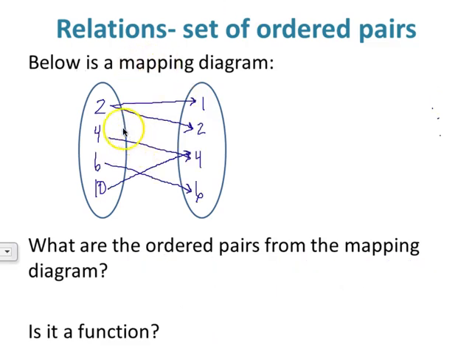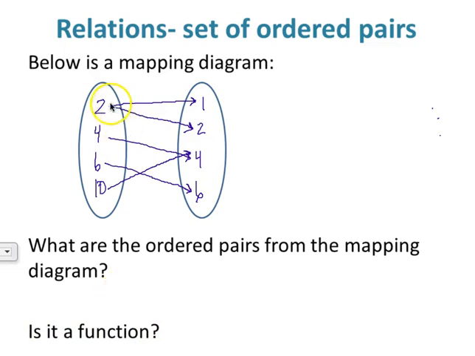Alrighty, so we've got a mapping diagram. The numbers on our left represent our inputs or our x values, and the numbers on the right represent our outputs or our y values. So let's start with using this mapping diagram to decide if this is a function.